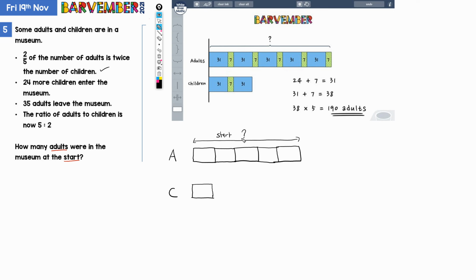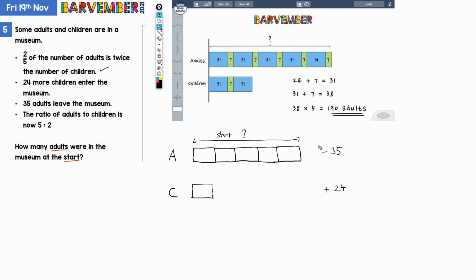Okay, so how do we think they've done it? Well, what happens? 24 more children enter the museum. I'm just going to add 24 here for the moment. And 35 adults leave the museum. So 35 leave. Okay, so what we want to do, remember, these are equal parts, and we want to take away this 35 in a way that we can maintain having equal size parts, because that's really important to how we're going to make our calculations.